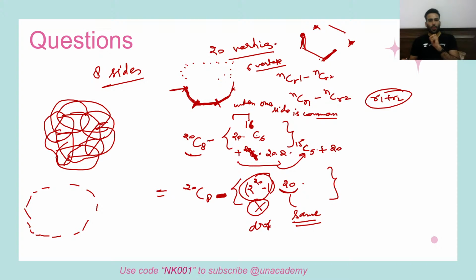Second could be 20 into what? If I'm choosing randomly any two sides, so 20 into, obviously it can't be adjacent. So you can't take this one or this one. So how many sides are left for you? You are left with 17 sides.